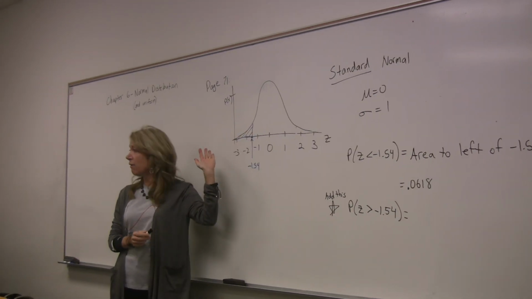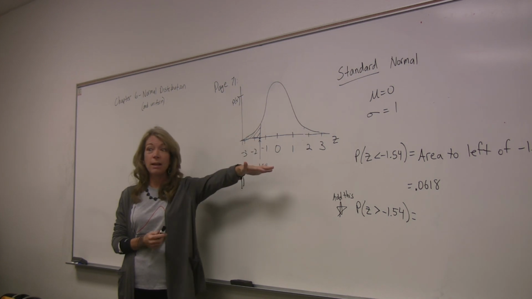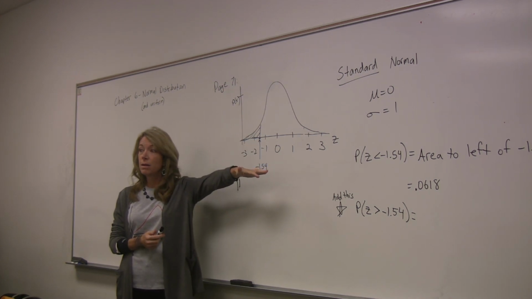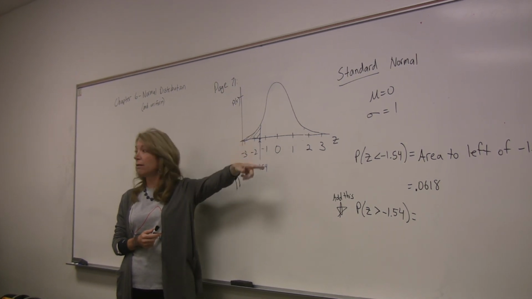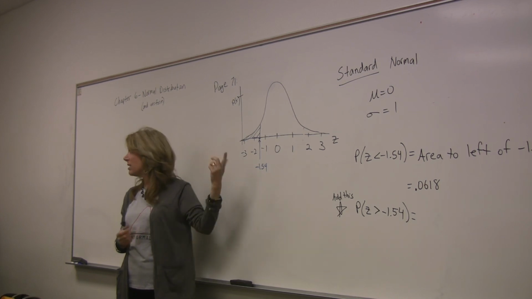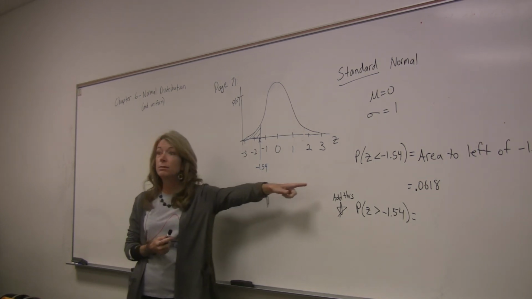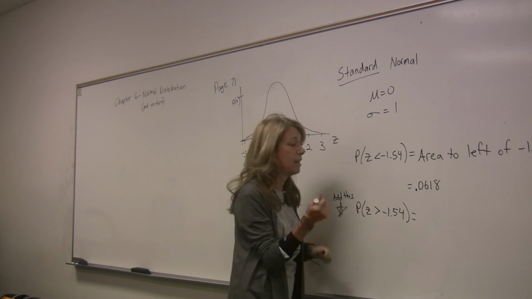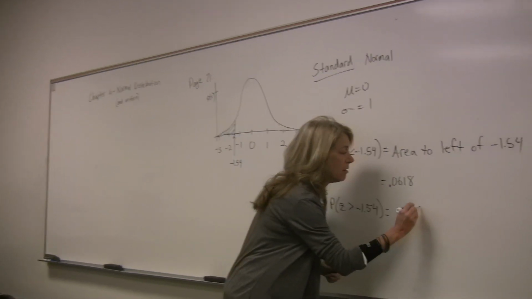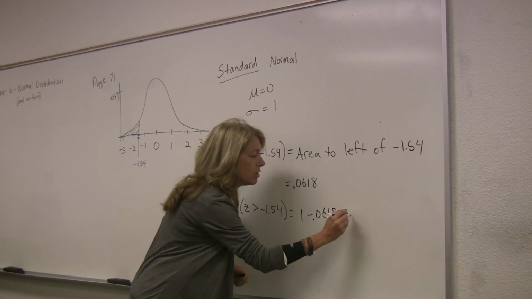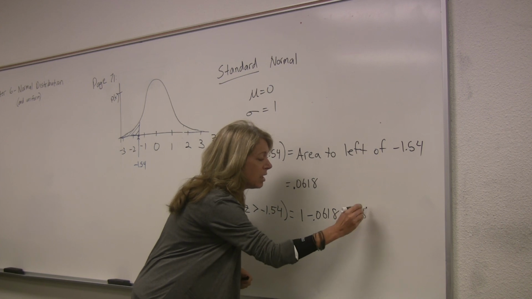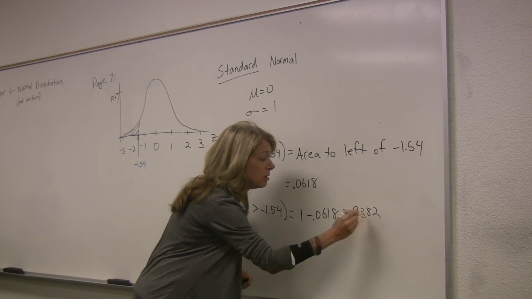Either you're less than negative 1.54, or you're higher than negative 1.54. So if I wanted the area to the right, I would still look this number up on the table, but then I would take 1 minus that, which is 0.9382.